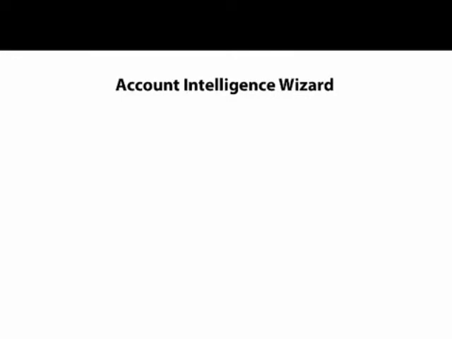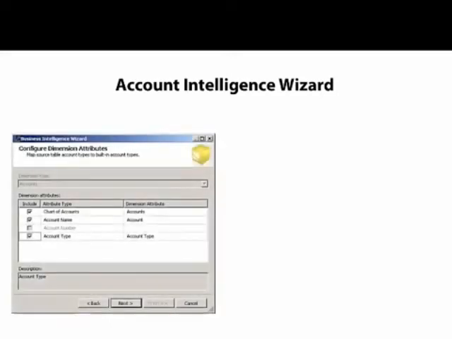With the account dimension, there are several properties to set that control the behavior of the accounts. We can set them manually, but it's a bit easier to use the Account Intelligence wizard. The first step of this wizard is to map the standard attribute types that Analysis Services understands to the actual attributes that are in the dimension.